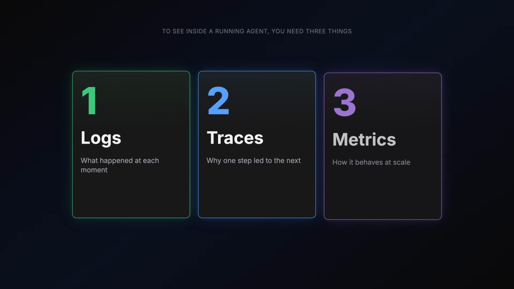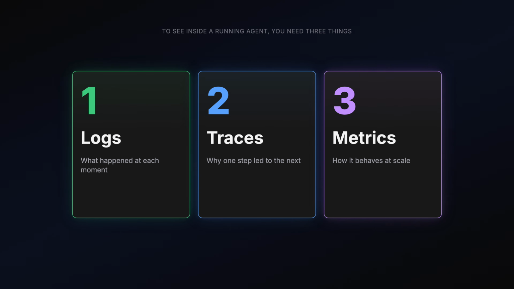To see inside a running agent, you need three things: logs, traces, and metrics. This video breaks down what each one gives you and why you need all three. Observability for an agent means being able to see inside its decision-making process, not just whether it ran, but why it did what it did.